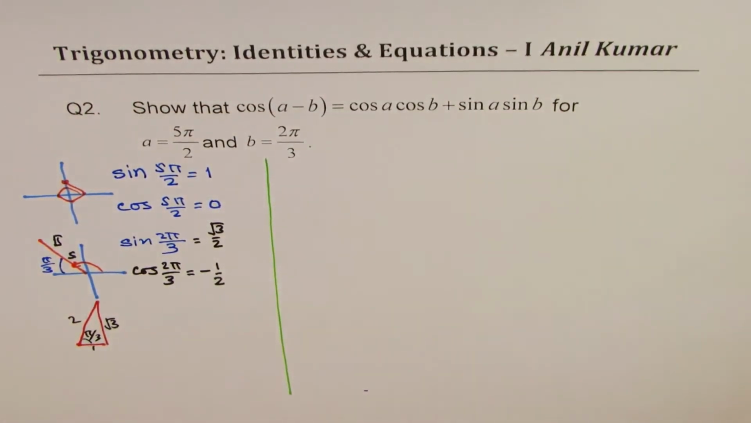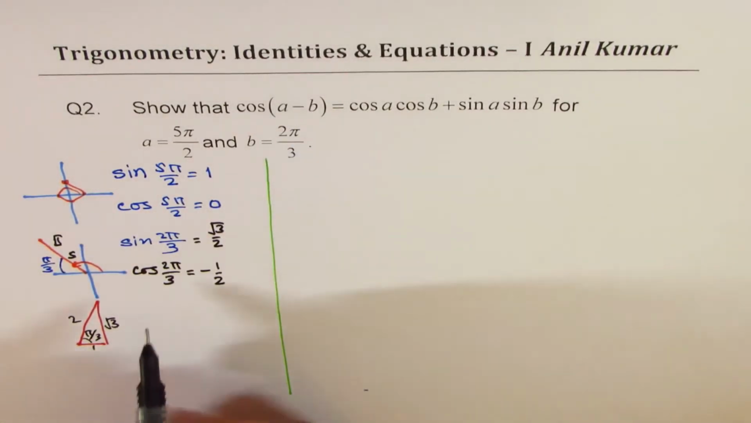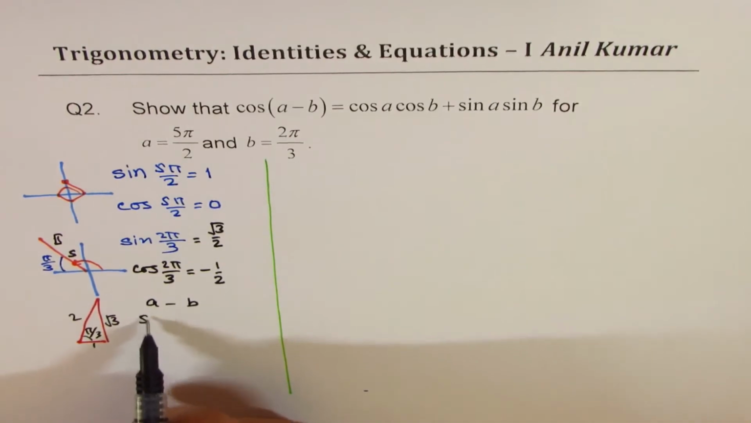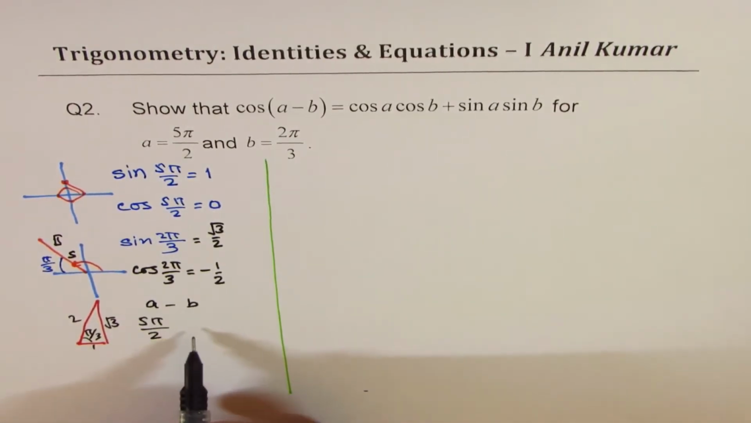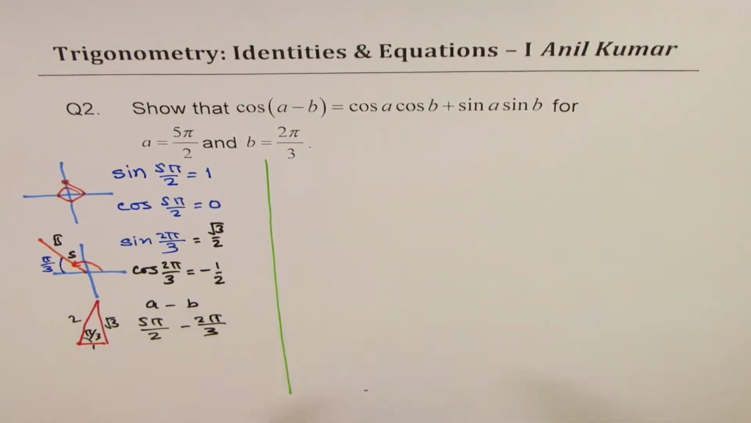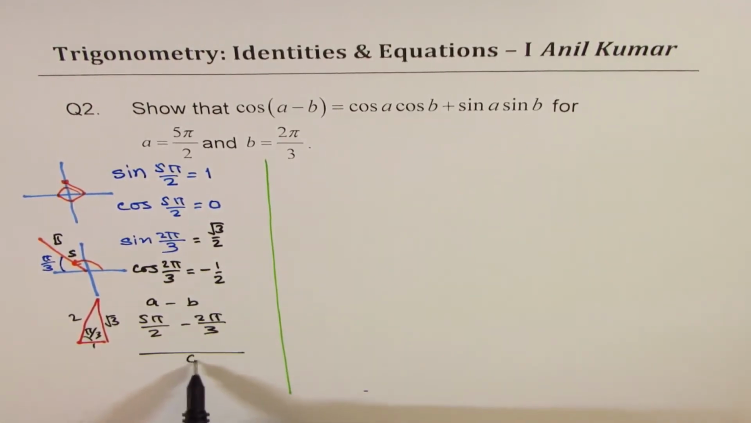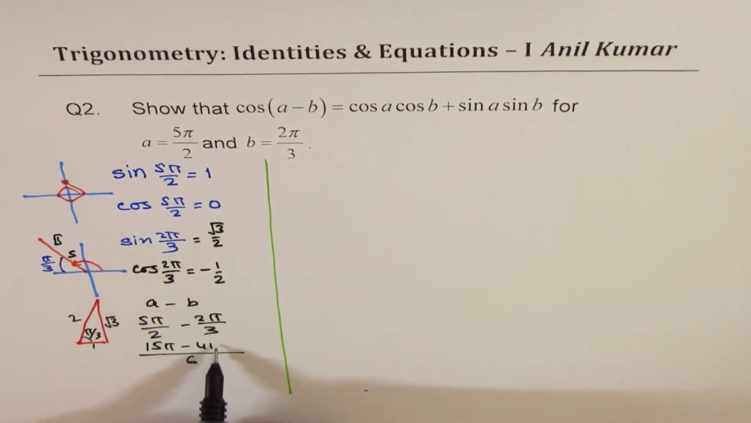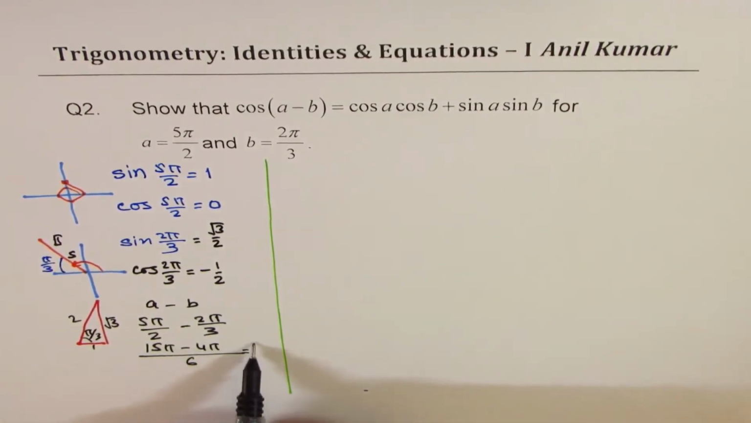Now one more thing which you have to calculate is A minus B. So what is A minus B? A is 5 pi by 2, right? And you have to take away 2 pi by 3. So you have to calculate this also. The common denominator is 6, so you get 15 pi minus 4 pi, which gives you 11 pi by 6.